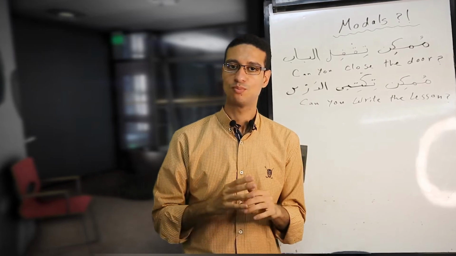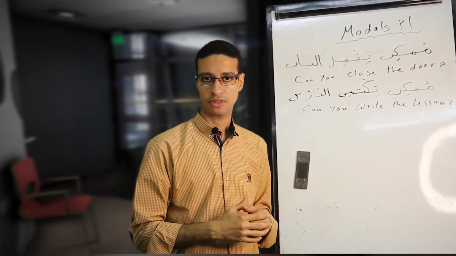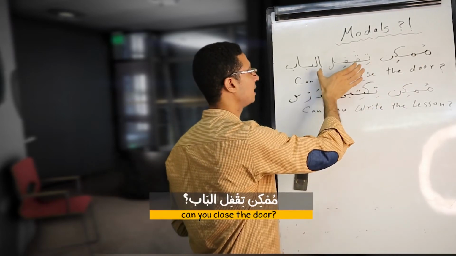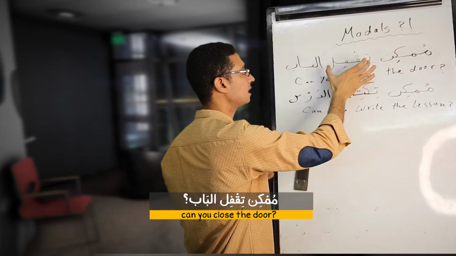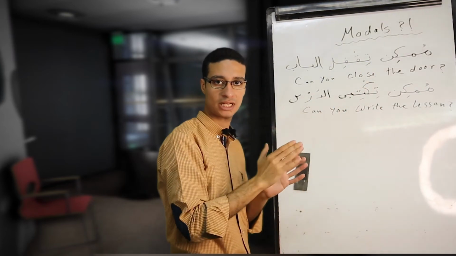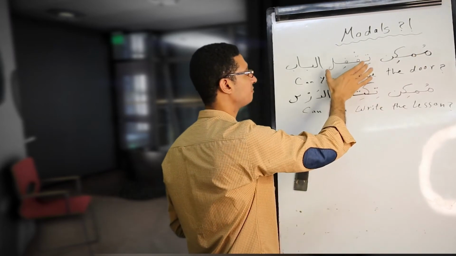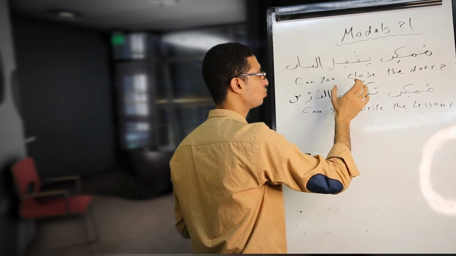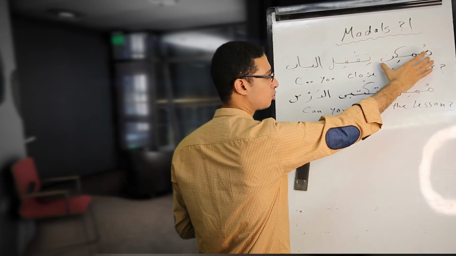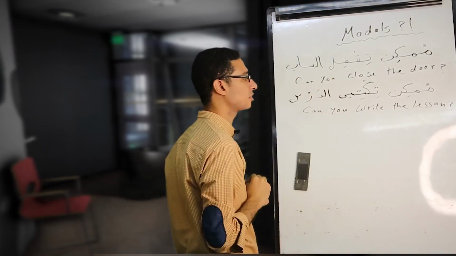Another way to use ممكن is to ask someone politely to do something. For example, ممكن تقفل الباب. تقفل, it means you close. This is conjugated with you, masculine. أنت أو أنت. ممكن تقفل الباب. Can you close the door? So ممكن, is it possible? تقفل, you close. الباب, the door.